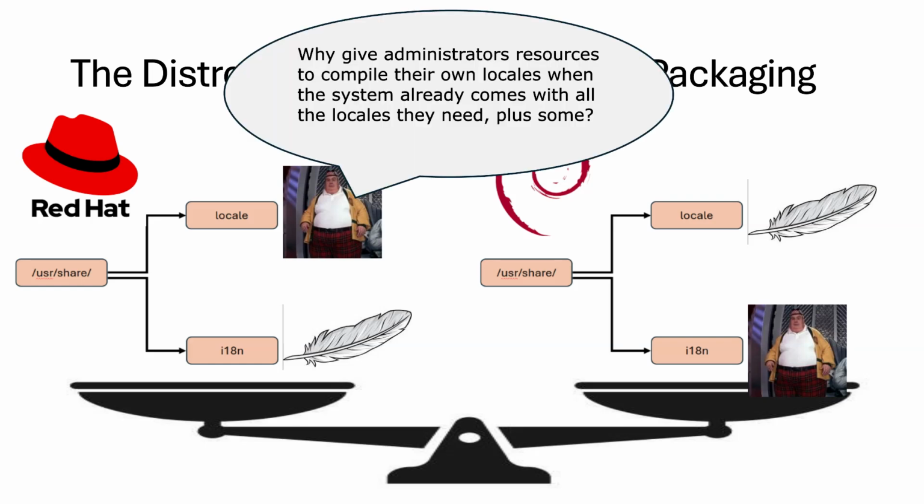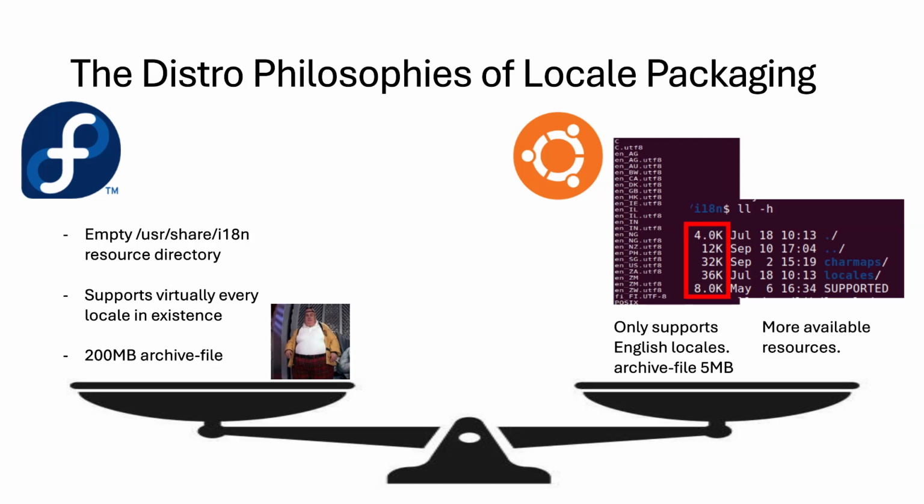Why give administrators resources to compile their own locales when the system already comes with all the locales they need, plus some? Running the locale utility with the "-a" argument on Fedora shows that the system-wide locale archive comes with virtually every language and region in existence, though its i18n directory is completely empty. You see just the opposite in Ubuntu, where the i18n directory is full of resource files to compile locales, though not many are compiled already. Note that this doesn't necessarily block administrators from compiling locales on Red Hat-style systems, as they could still download definition files from the internet to compile.